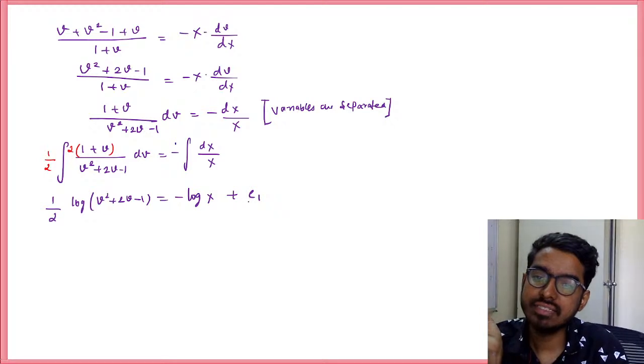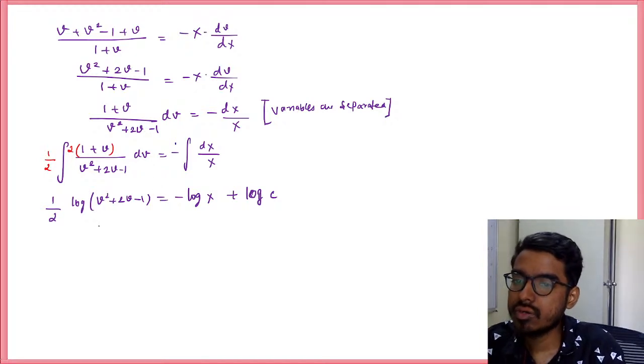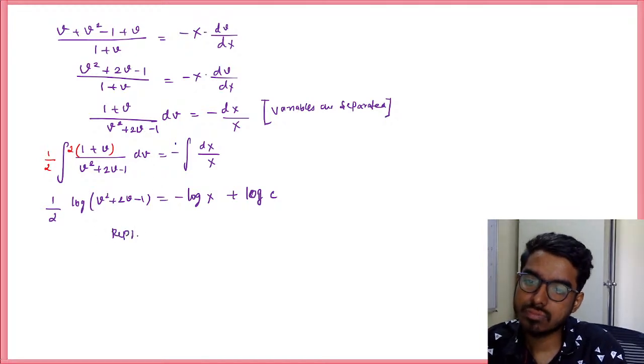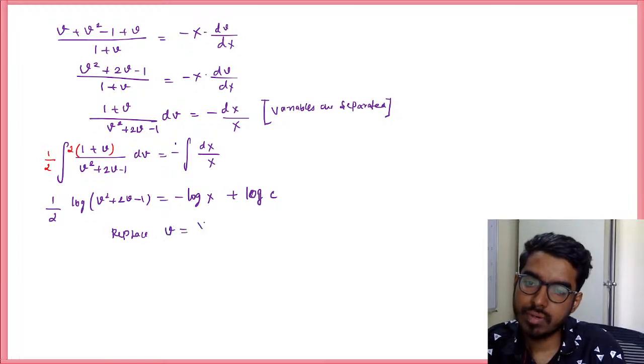So we'll add some constant c, or we'll add some constant log c, right? Now you can do very easily, right? This is log c by X. You can do from now on. Now replace v to be equal to Y by X. Replace v to be equal to capital Y by X. And what is capital X? It is x minus h. And capital Y is y minus k.